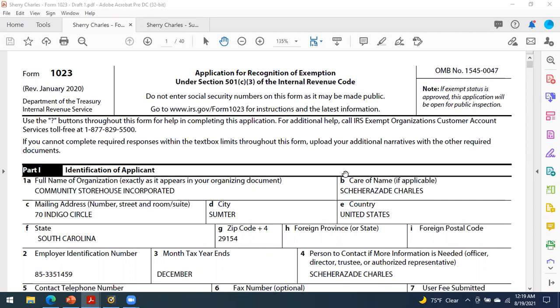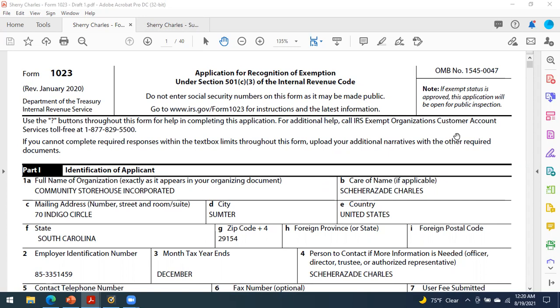So this is an actual application that I completed for a client. She has received approval from the IRS. Therefore, I can show you her application because right here in the top right corner, it says, if exempt status is approved, this application will be open for public inspection. So I'm not violating anything by showing you her actual application.